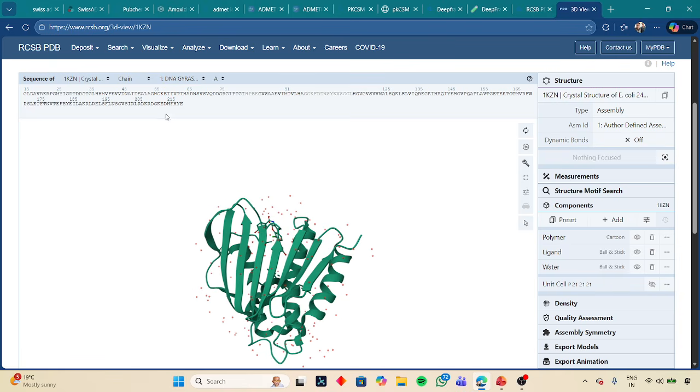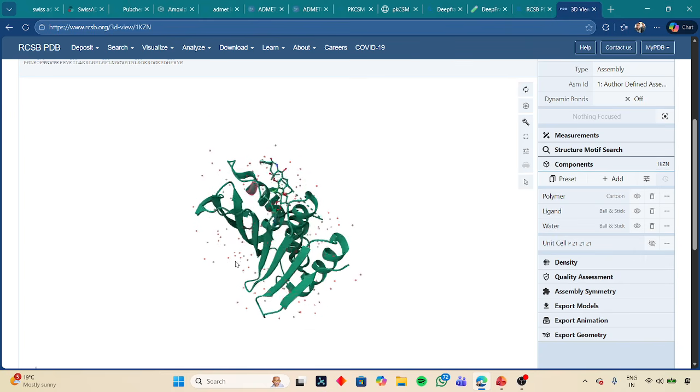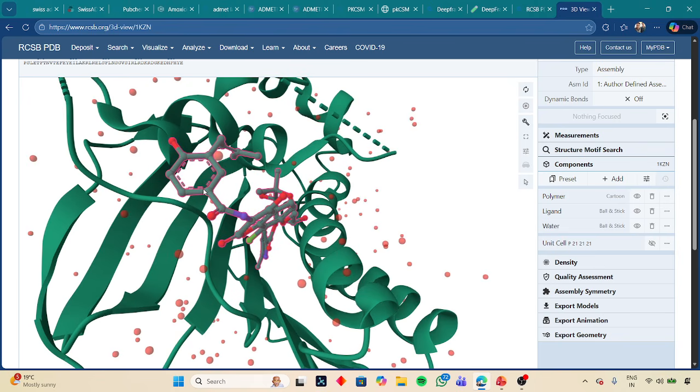So you can see that these start from the glycine. So we have the amino acid sequence. Now this is your receptor molecule, and this is your ligand molecule that is present. Let me zoom in. This is the co-crystallized ligand molecule.